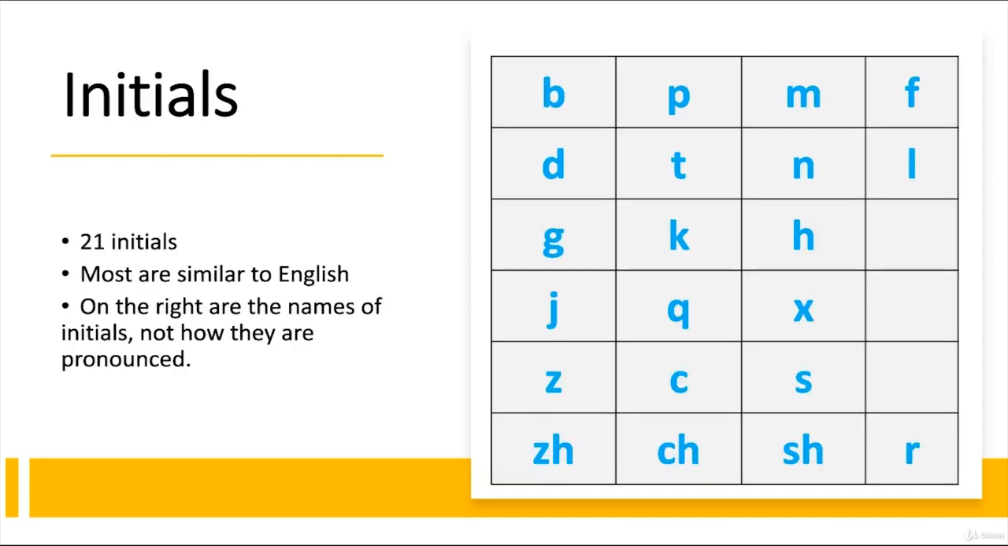Let's take a look at initials. There are 21 of them. The pronunciation of most of the initials is similar to English. On the right are the names of the initials. It's not how they are pronounced as an actual Chinese syllable. So I'll read them. You can read after me if you like.